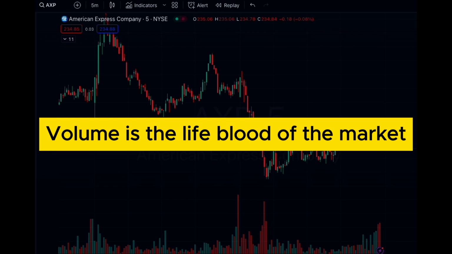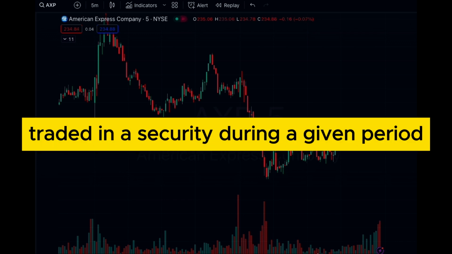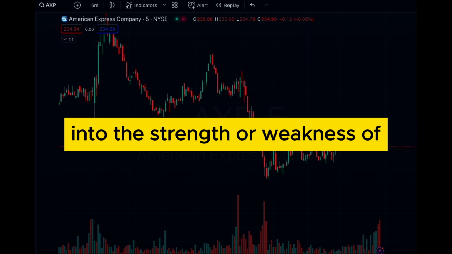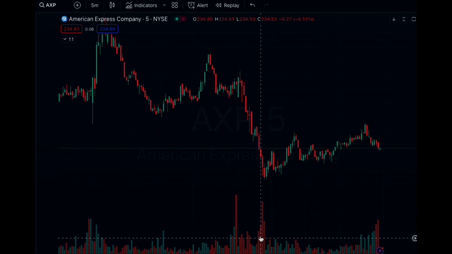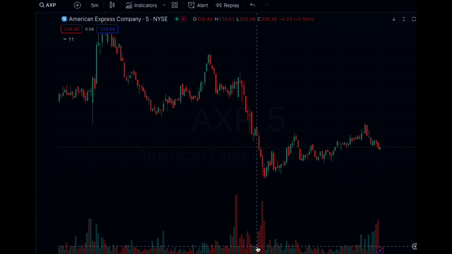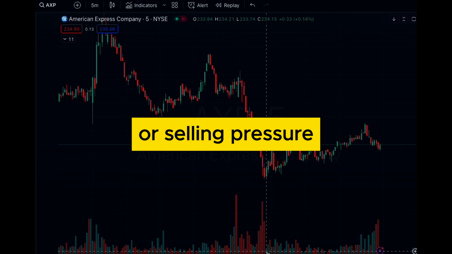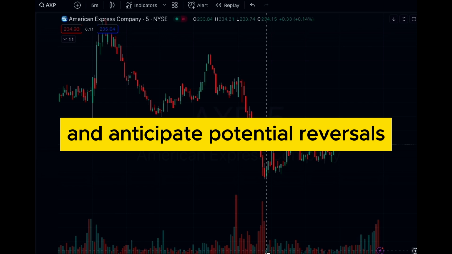Volume is the lifeblood of the market. Volume represents the number of shares or contracts traded in a security during a given period. It's essential because it gives us insight into the strength or weakness of a price movement. Take a look at this chart. See those spikes in volume? They often coincide with significant price movements, signaling increased buying or selling pressure. By analyzing volume patterns, we can confirm the validity of price movements and anticipate potential reversals.